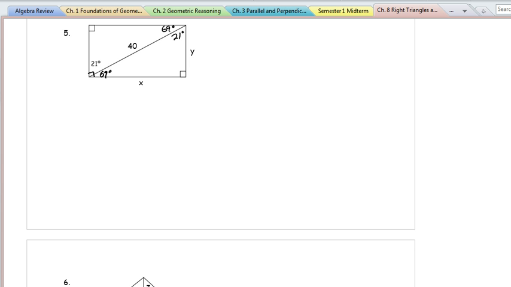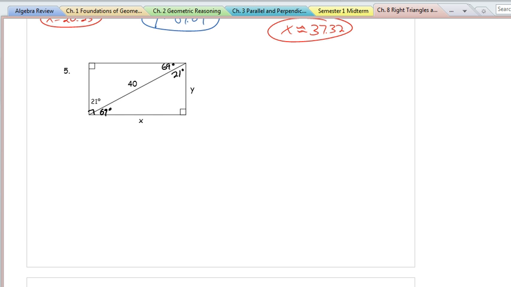So let's look at 21 degrees, and I'm going to start there. I want to use 40. So again, if we need to write this out, SOHCAHTOA. I'm going to use 21. We know 40 is the hypotenuse, so we have to use either sine or cosine, and then I'm going to try and find x and y. It depends on which one I'm trying to find. So let's try and find x.